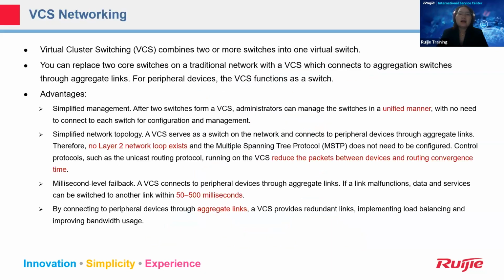And about the VCS network, this is the main part. Later we will explain how VCS works and how to do the configuration. And here are also some limitations you must know before you deploy the VCS. The full name is virtual cluster switching. Currently, we support two switches connected with each other. Maybe in the future, we can add more switches.